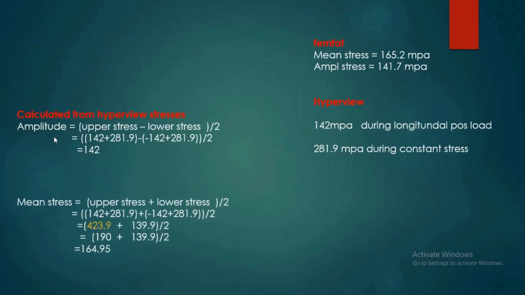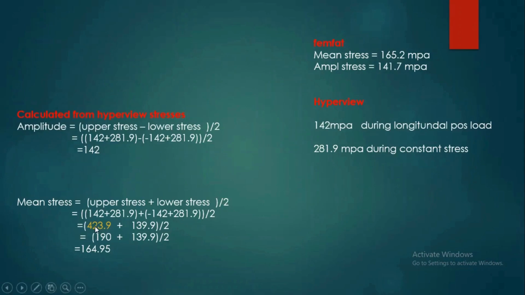So mean stress is nothing but your upper stress plus lower stress divided by 2. Upper stress, if you calculate it, is 142 plus 281.9, and lower stress is the same here. So it comes out to be 139.9 and 423.2. If you calculate this, you will not get 164.95, but you need to keep in mind that these are just the stresses from linear material properties.